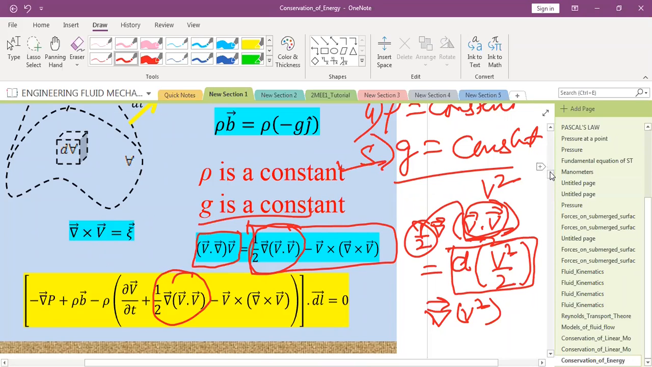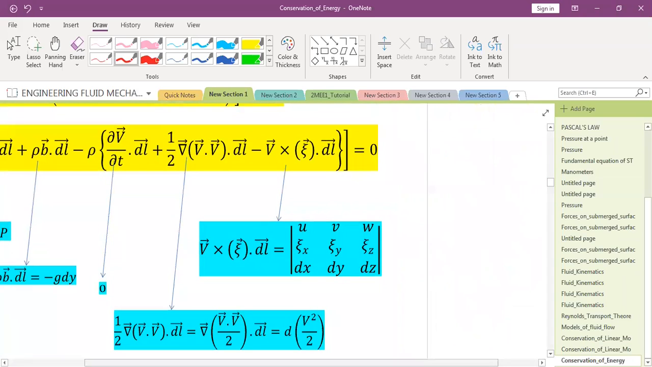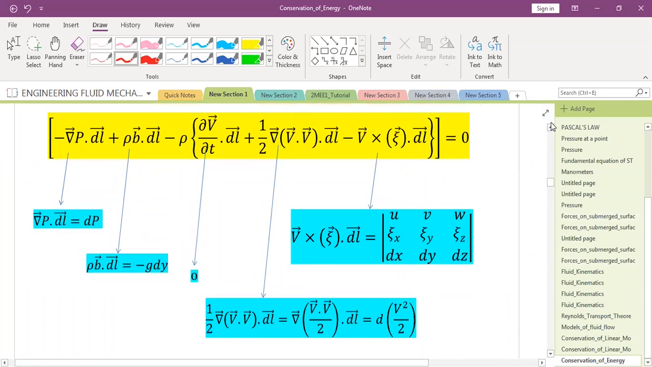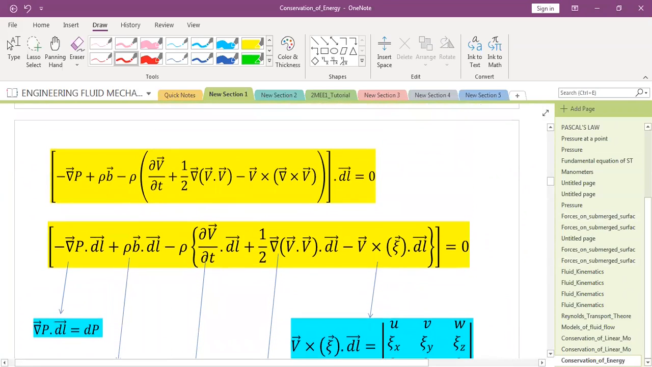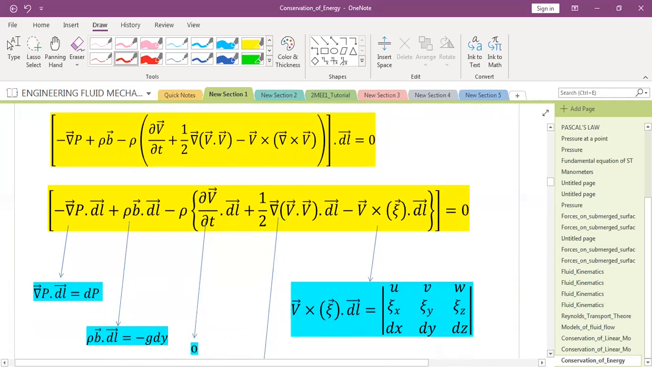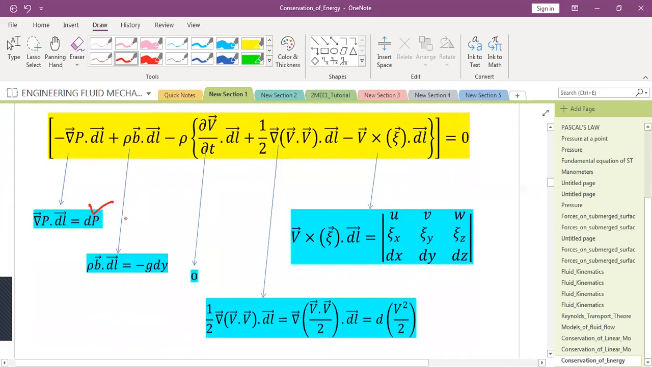Any doubt to anyone? So I have put for your benefit here all the terms so that you can look at them carefully and ask me if you have any doubts. Any doubts to anyone? This term you already know it was dp. This term was minus g dy. This term is 0 by steady state. This term is d of v square by 2.